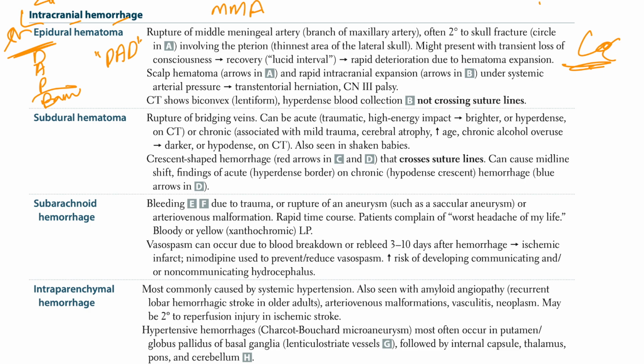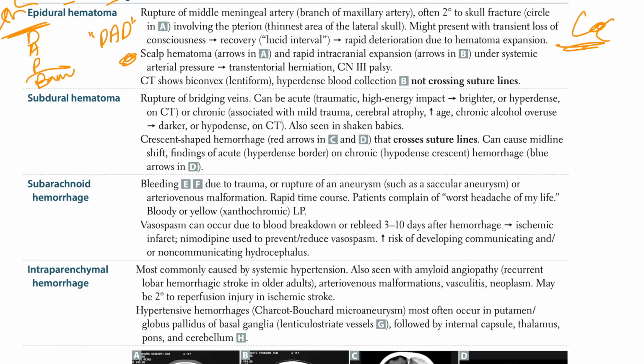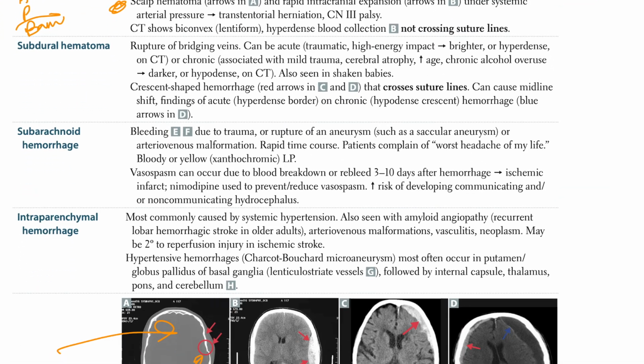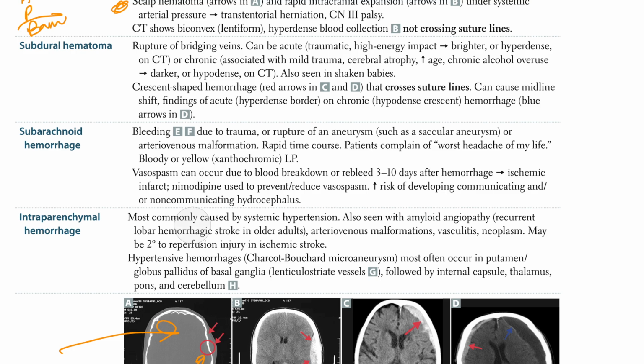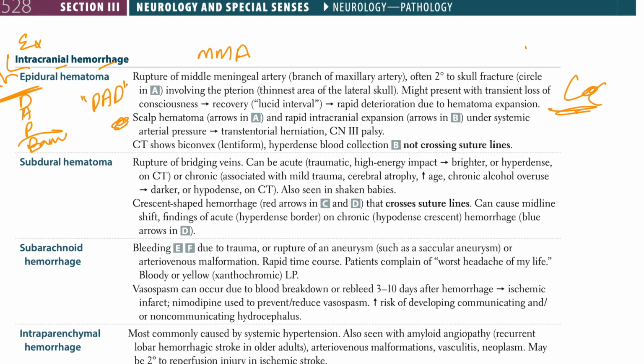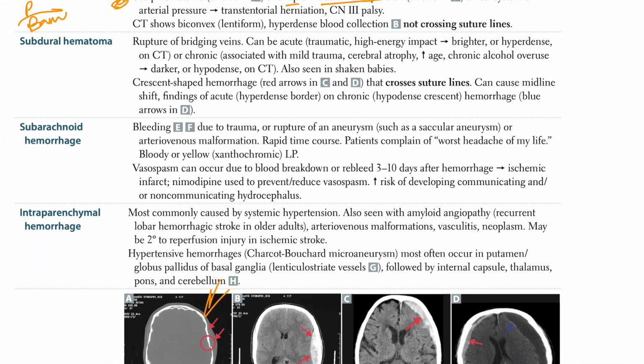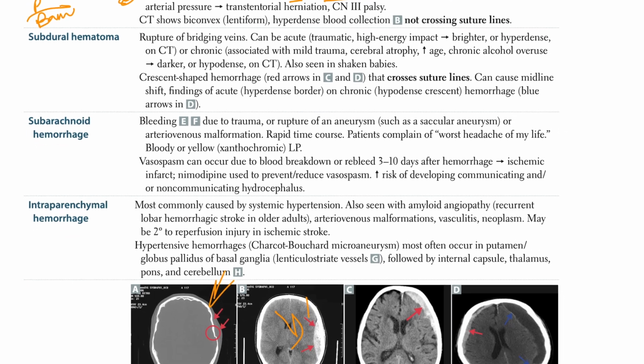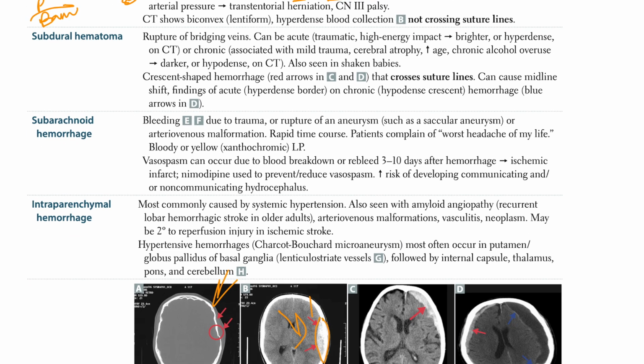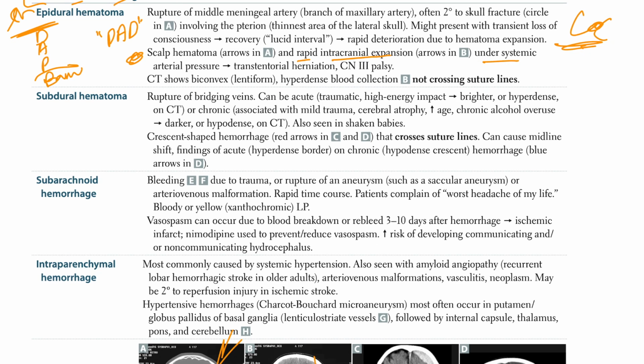Okay, the next thing we have here is scalp hematoma, which is A. Again, we looked at that scalp hematoma. Let me erase this part. Scalp hematoma, and rapid intracranial expansion, which is B. Let's take a look at rapid. There's going to be rapid intracranial expansion of that hematoma under systemic arterial pressure, which causes transtentorial herniation, high yield.